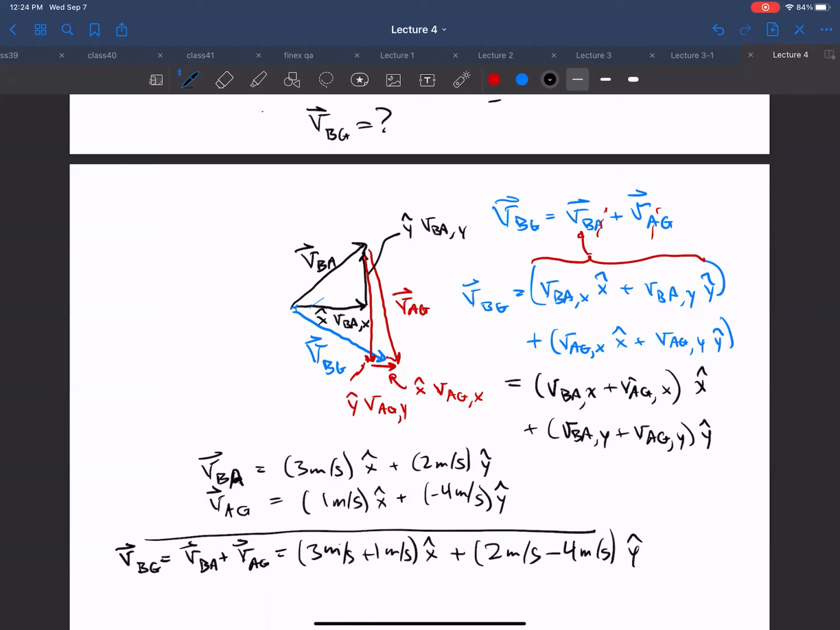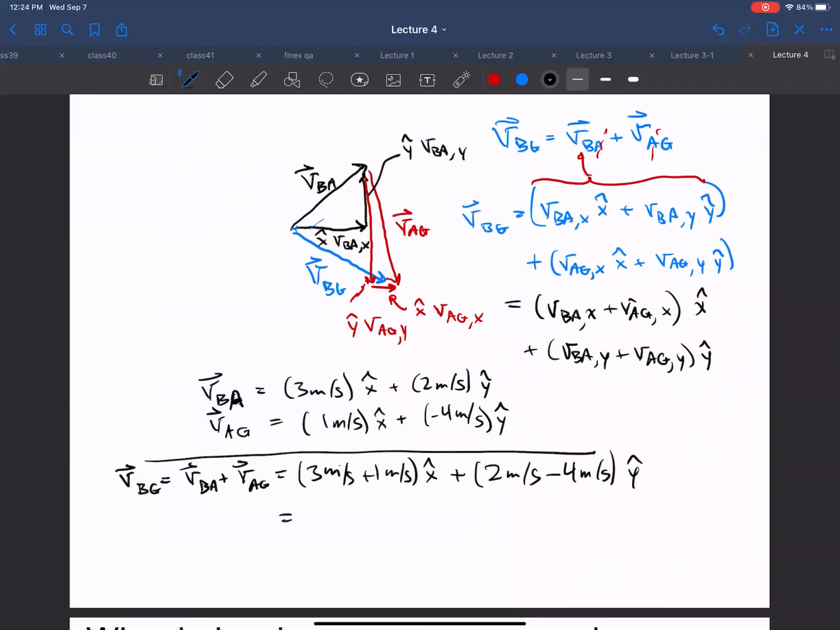Good. So 2 meters per second minus 4 meters per second Y. So that gives us a total of 4 meters per second in the X hat direction. And what is this? Minus 2 meters per second in the Y hat direction. And if you look back at our drawing, I was being a little sloppy as I made this drawing, but this describes a vector that's mostly pointing to the right and sloping downwards a little bit, which is pretty much what we got. Questions? Okay.